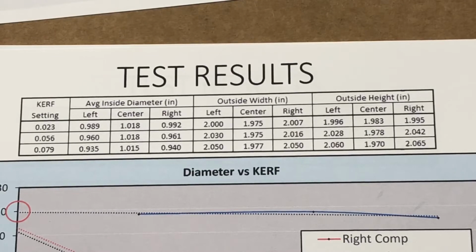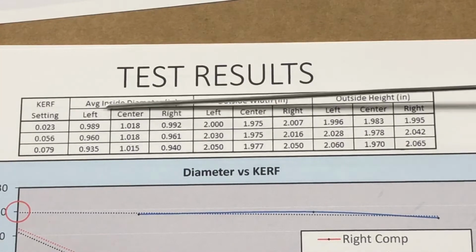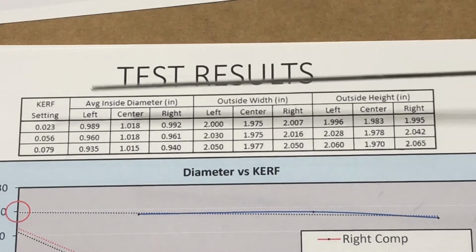Okay, let's look at the results of the test where we've cut out those 9 coupons that were 2 inches on a side square, with a 1 inch diameter circle in the middle, and have measured those. Remember, they were cut with different kerf settings and different sideways comp: left, center, and right. And here's now the results of that data. On the inside diameter, we took an average, and so we've now listed that.